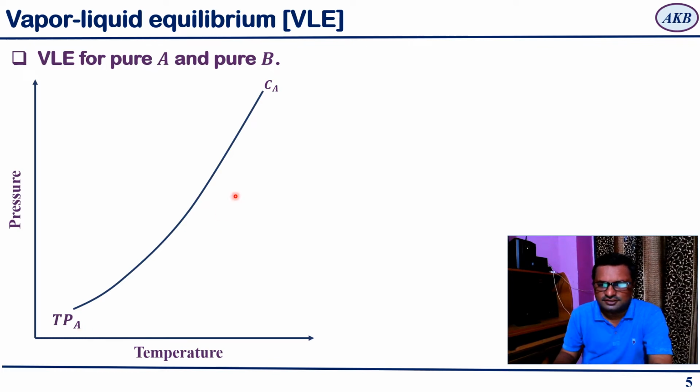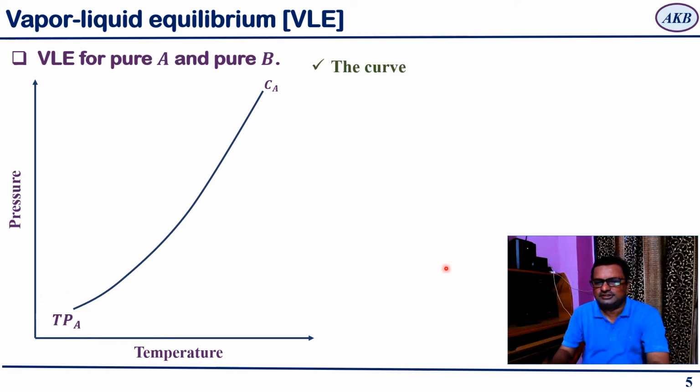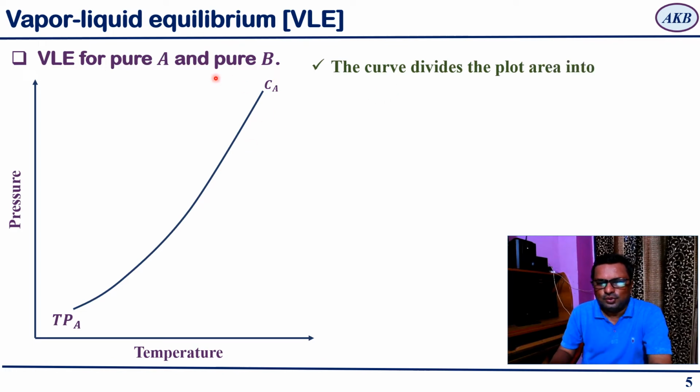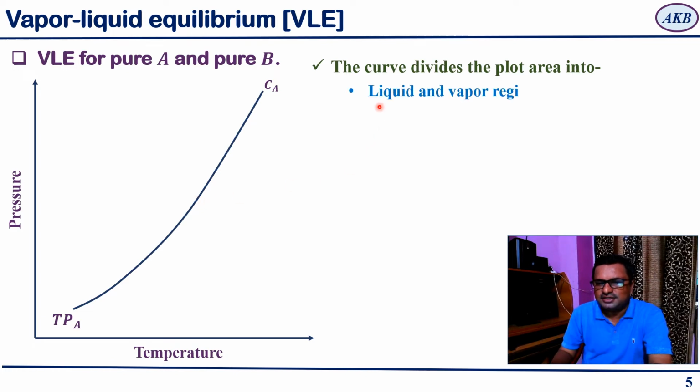The curve extends from the critical point to the triple point of A. Again, we are not showing the dynamics of the solid phase. Now, if you look at the plot area, you can see that this curve, the vapor pressure curve for A, is dividing the plot area into two regions. One region represents the liquid phase, while the other represents the vapor phase. So that's why we say the curve divides the plot area into liquid and vapor regions.